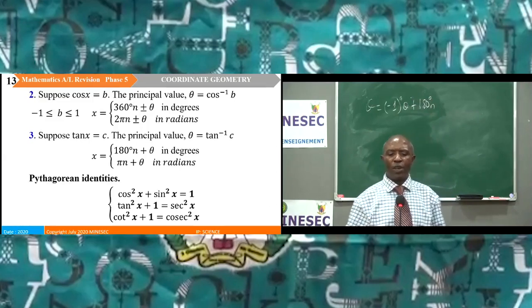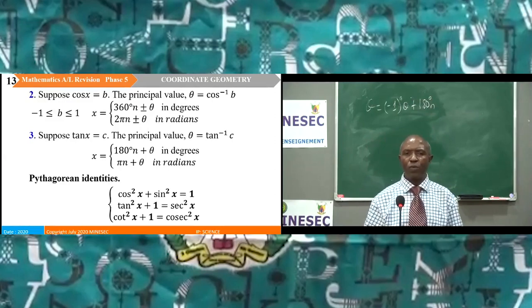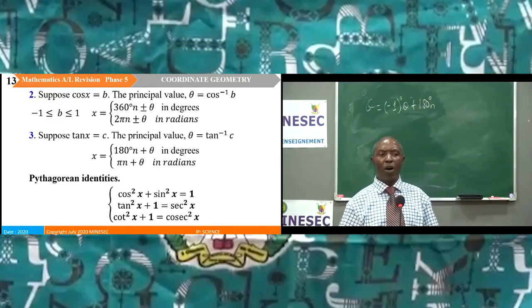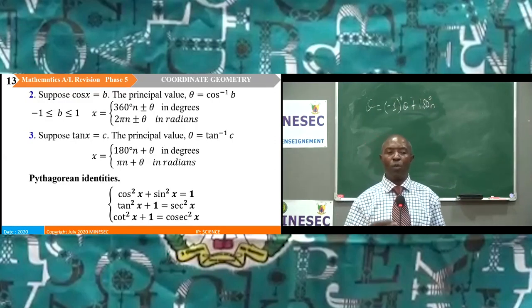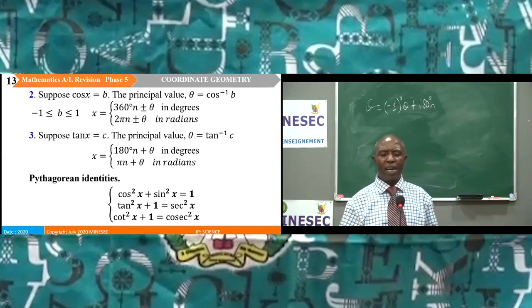For cosine, you have it as what you see on your screen. The difference with cosine is that it is now 360 degrees n plus or minus the value of theta. And for tangent, you have it as 180 degrees n plus theta.